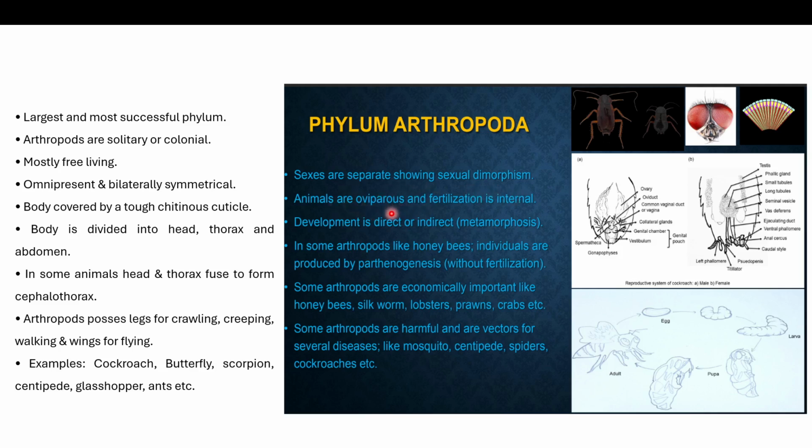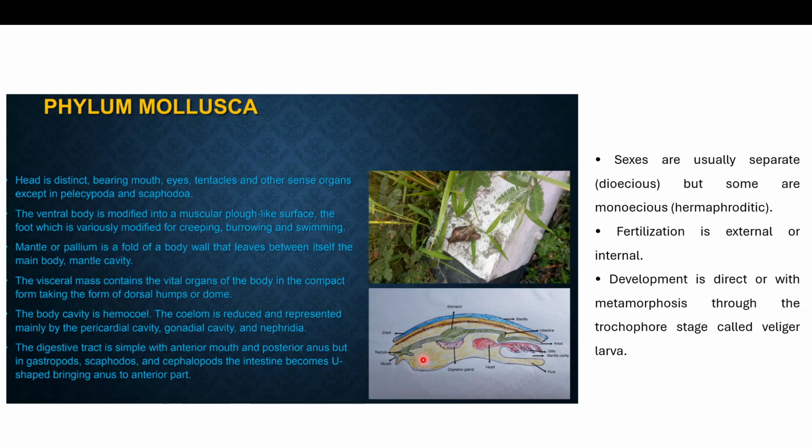Animals are oviparous, egg laying, and fertilization is internal. Development can be direct or indirect, showing metamorphosis. In honeybees, individuals are produced by parthenogenesis without fertilization. There are economically important arthropods: honeybees, silkworms, prawns, crabs, lobsters. And then there are harmful ones as well, which are vectors for different diseases, like mosquito, spiders, cockroaches, centipede, etc.